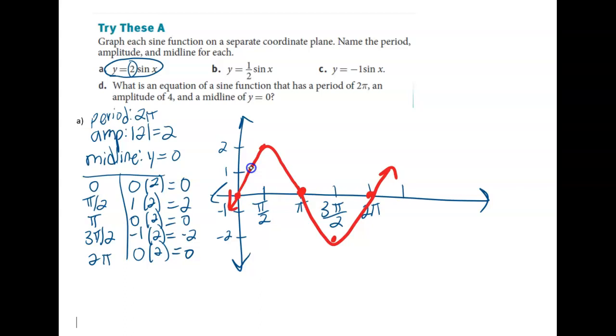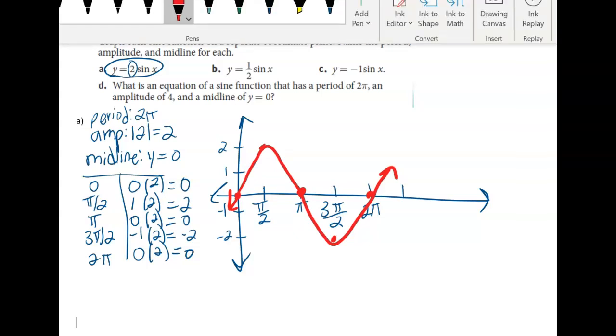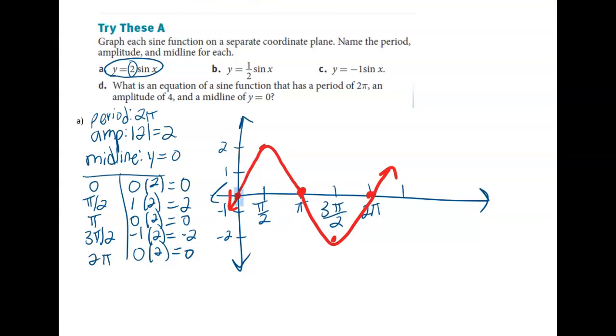Now sometimes it's going to ask you to lightly sketch the parent graph too. So if we wanted to add the parent graph, we could. And I'll add my parent graph in this light blue. So 0, 0. We've got pi over 2, 1, pi, 0, 3 pi over 2, negative 1, and 2 pi, 0. So again, just visually seeing that vertical stretch.